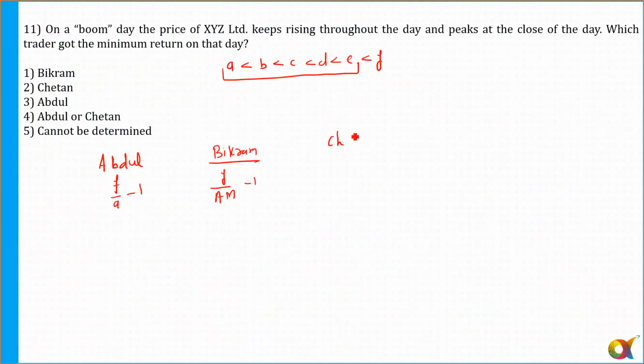And for Chetan, the return is equal to F upon the harmonic mean of the 5 numbers minus 1. Now we all know one more thing, that arithmetic mean is always greater than or equal to the harmonic mean. Yes or no? Arithmetic mean is always greater than or equal to the harmonic mean, and the equality sign will hold true when all the values are equal. But here all the values are different. Yes or no? So here we can say that the arithmetic mean in this question is greater than the harmonic mean.